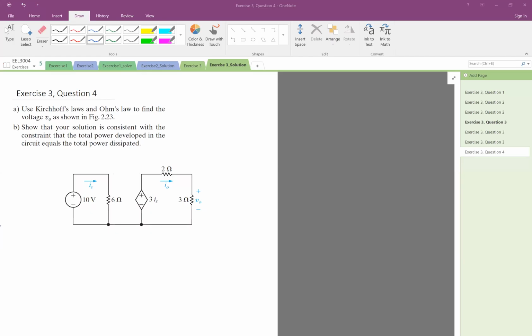Okay, so a circuit is given. Part A says use Kirchhoff's law and Ohm's law to find the voltage V naught as indicated here. And then we also need to find the power of the different elements. So let's start with V naught.